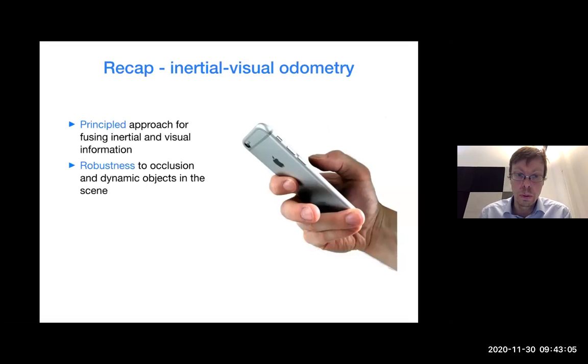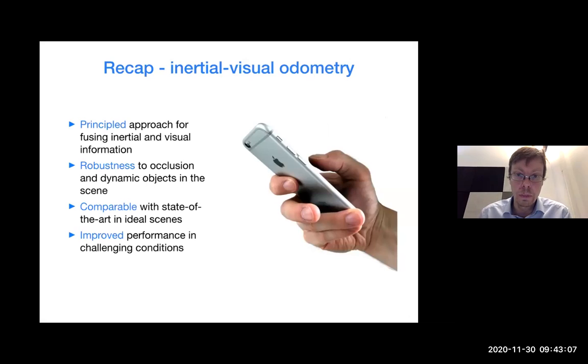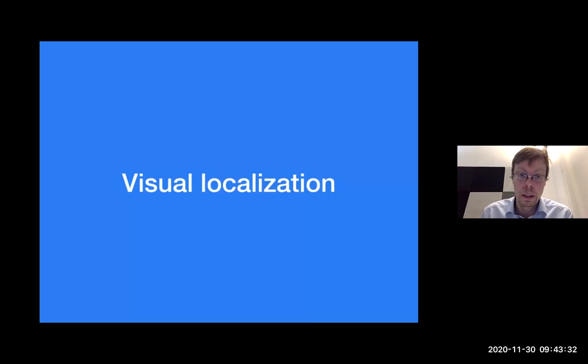So to recap the visual-inertial odometry part, this method that we have proposed seems to be quite robust to occlusions and dynamic objects in the scene, and it provides improved performance in challenging conditions. So we think that this is quite a promising starting point for certain applications. And I will still talk a little bit about visual localization, which is the other theme.